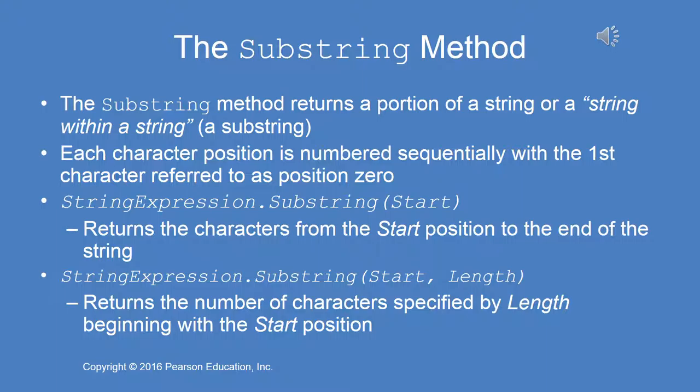So if you use string expression dot Substring, start is the number where you want to start. And remember, it's a zero-based numbering system. The next slide gives coded examples that will help illustrate how this works. You can also use a start and a length. So you could start at a certain character and trim out a length of characters and return that by using the second optional argument to that method. Let's take a closer look on the next slide.